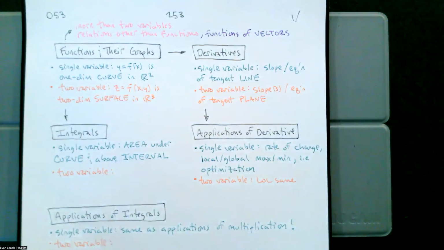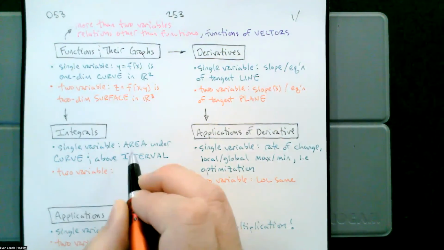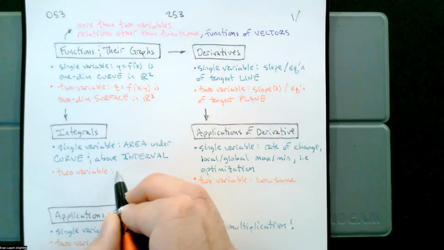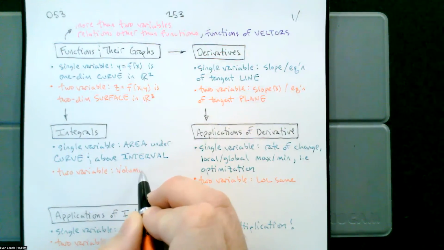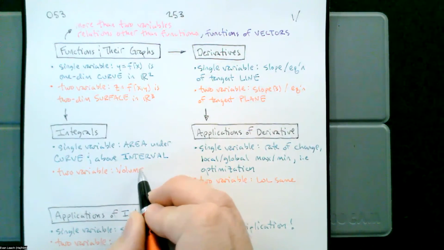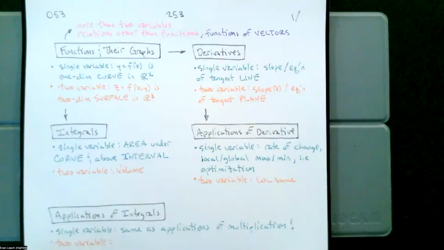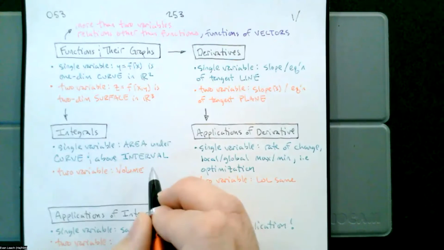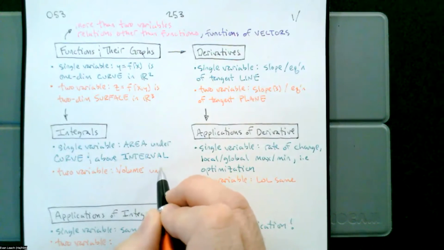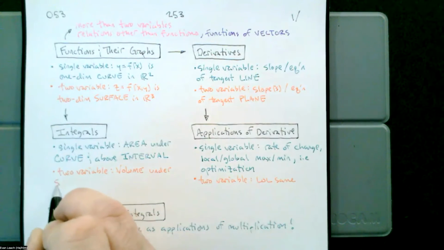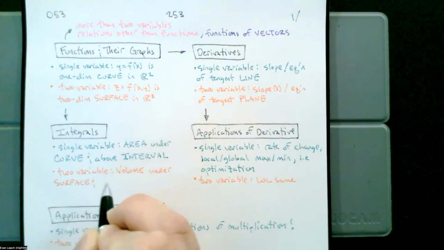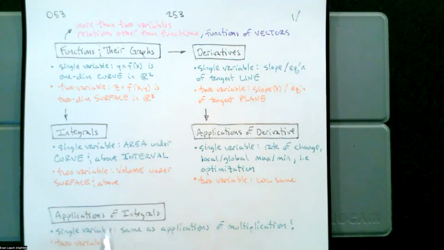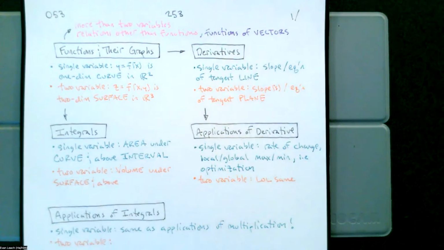Let's find out. Our two-variable function, instead of an area, we're going to go up by one dimension and we'll have the volume. Volume under a surface and above, well, it's not going to be a region. I can't just say from A to B.